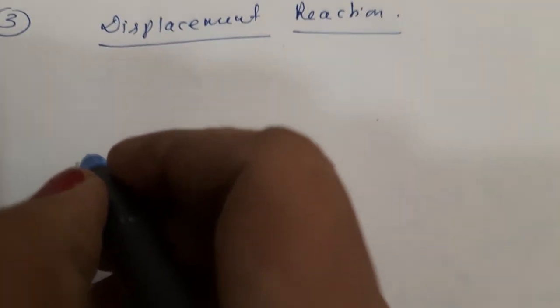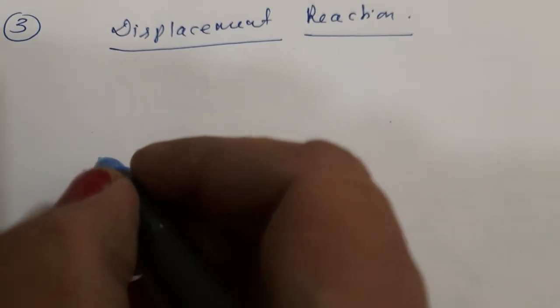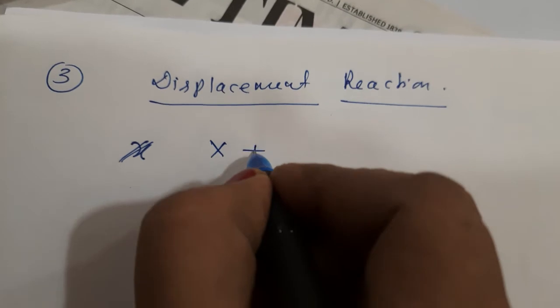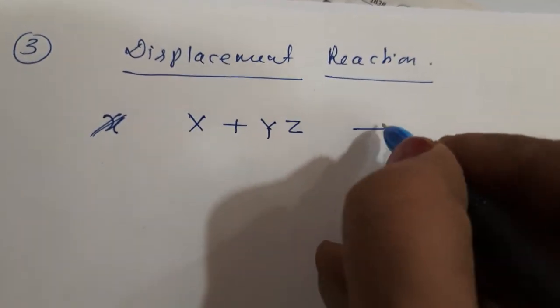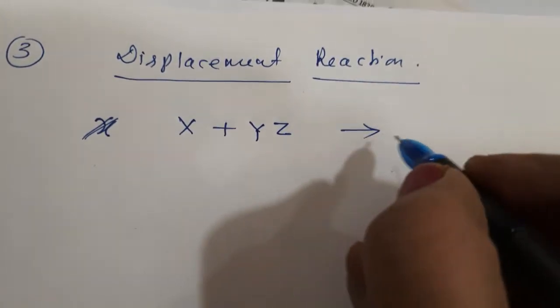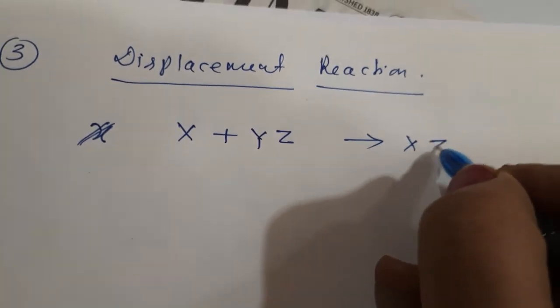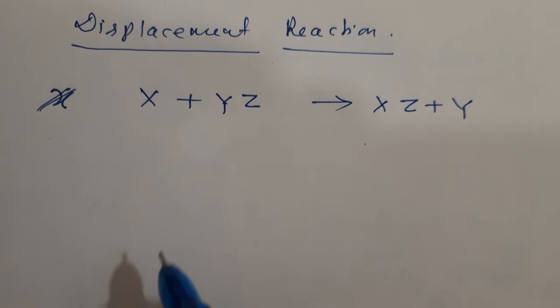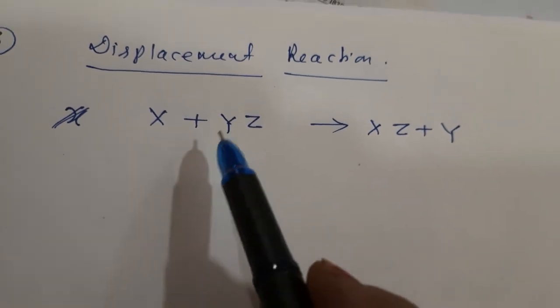an ion or an atom of another element, like X plus YZ. Okay, so any one of them will be displaced. So XY, XZ plus Y. Okay, displacement reaction fits into two categories, metal displacement and non-metal displacement.